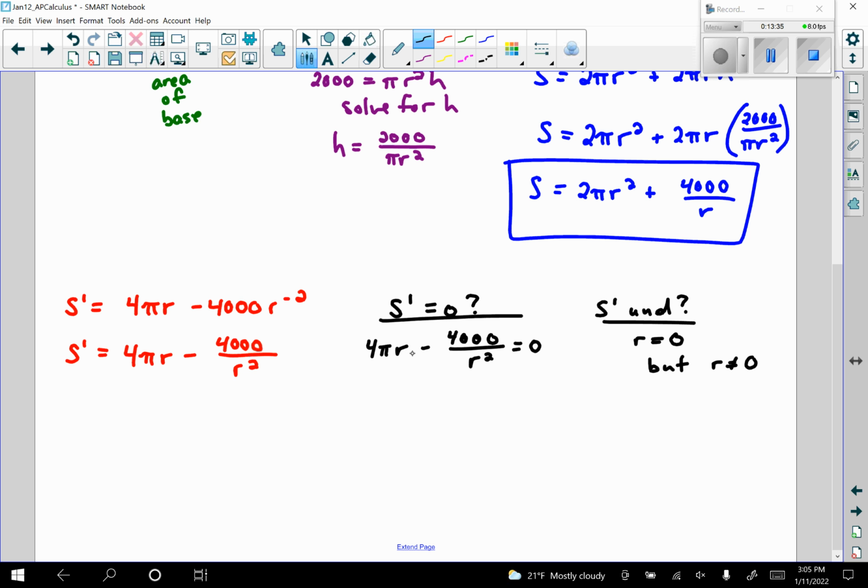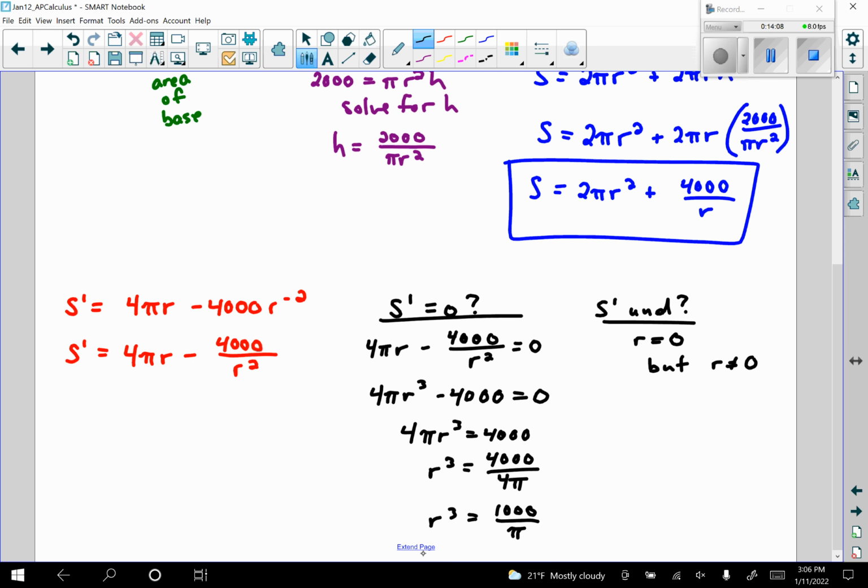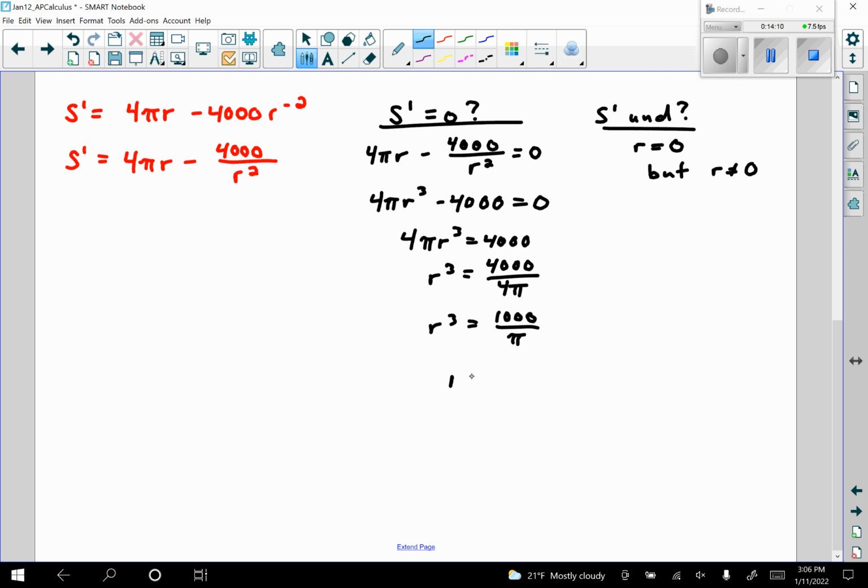So going back to figuring out where this is going to equal 0, let's clear denominators. Let's multiply everything by r squared. So we'll get 4 pi r cubed minus 4,000 equals 0. We'll add 4,000 to both sides. Divide by 4, actually, divide by 4 pi, so we'll get r cubed equal to 4,000 divided by 4 pi. Simplify this, so we'll just get 1,000 over pi. Now we'll take the cube root. Cube root of 1,000 is 10, so we'll just get r equals 10 over cube root of pi.